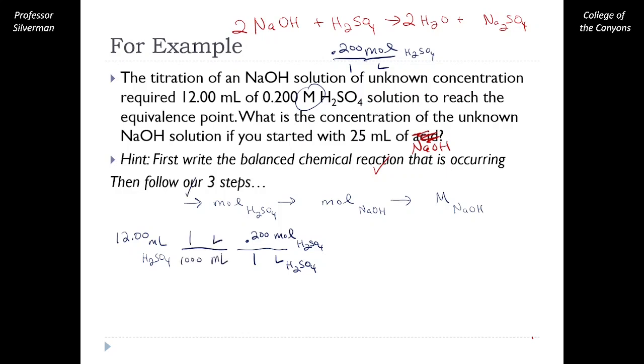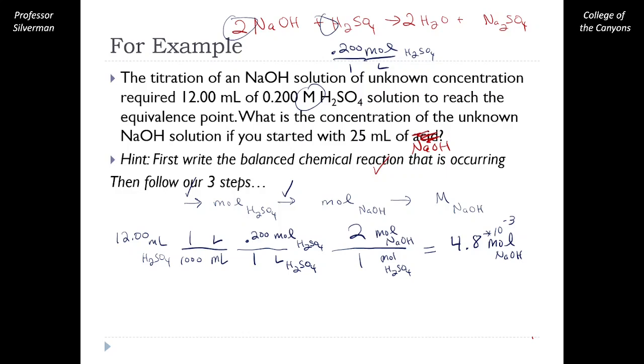Our second step can be to convert to the chemical that we actually want. To switch from one chemical to another, we need to use our balanced chemical equation. In this case, 2 sodium hydroxides are required for every 1 of our sulfuric acids. I'm going to stop and get an intermediate answer here. We have 4.8 times 10 to the negative 3 moles of our sodium hydroxide. This isn't our final answer.